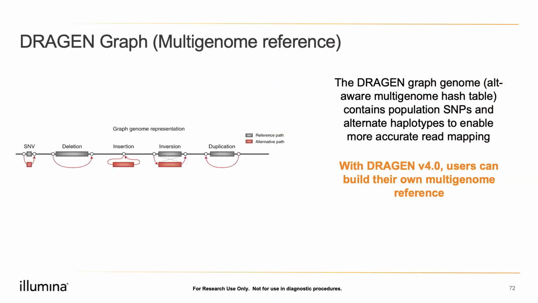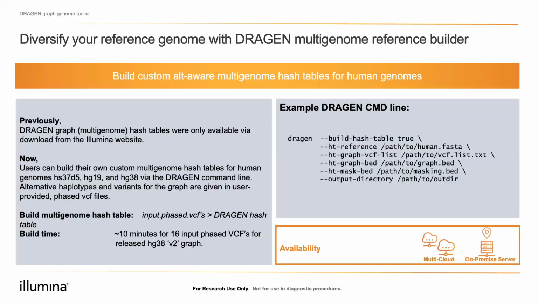Okay, so we're introducing a new feature with DRAGEN version 4.0 that's a multi-genome reference builder. So the DRAGEN Graph, which is essentially a multi-genome reference. We've been calling it DRAGEN Graph, but really it's a multi-genome reference. It contains population SNPs and alternate haplotypes to enable more accurate read mapping. This is something we introduced with DRAGEN version 3.7. We've continued to iterate on this. And now with DRAGEN version 4.0, users can build their own multi-genome reference, which essentially would enable you to diversify your reference genome.